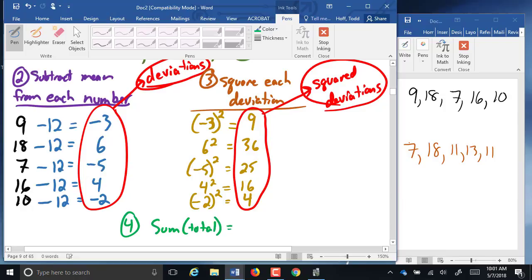Step 4 is to find the sum. A sum is just a total. We add those all up. We get 90. That number there, real creative answer, is the sum of the squared deviations.